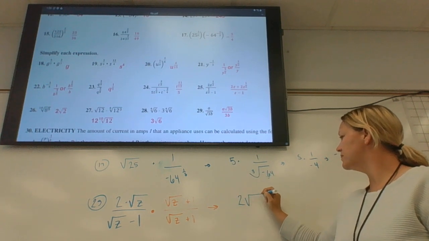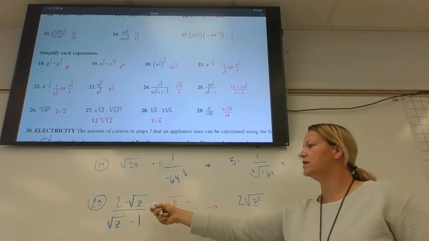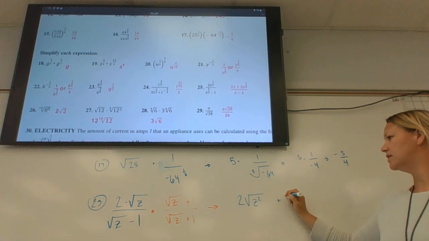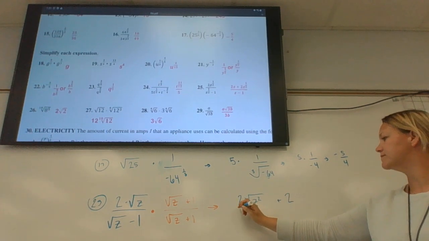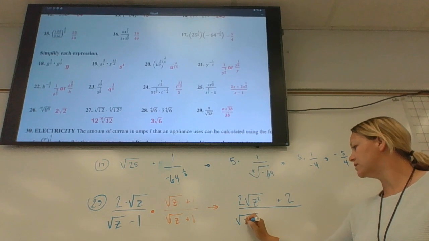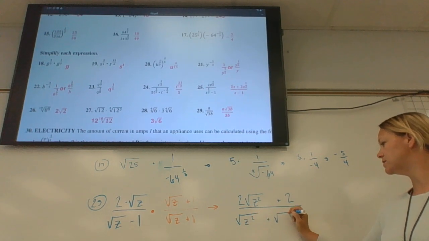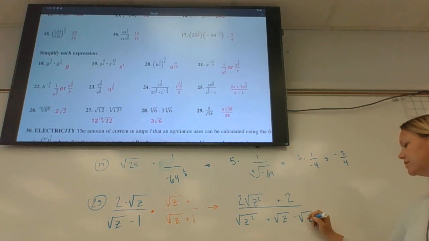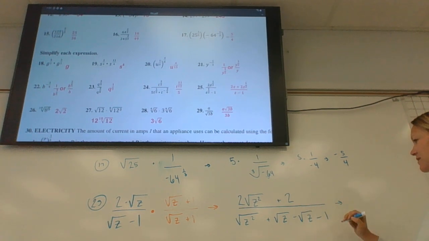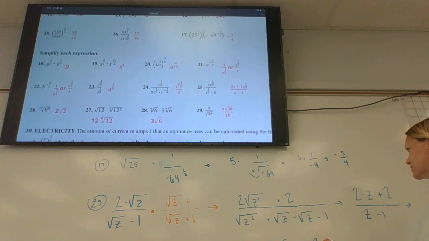So that would be 2 times the square root of z squared. Square root of z times the square root of z plus 2. All over the square root of z squared plus the square root of z minus the square root of z minus 1. So the square root of z squared is great. We love to see that. That simplifies. I got here, I have 2z plus 2 all over z minus 1.